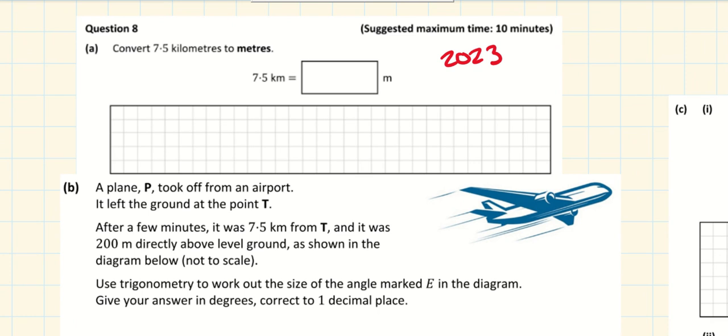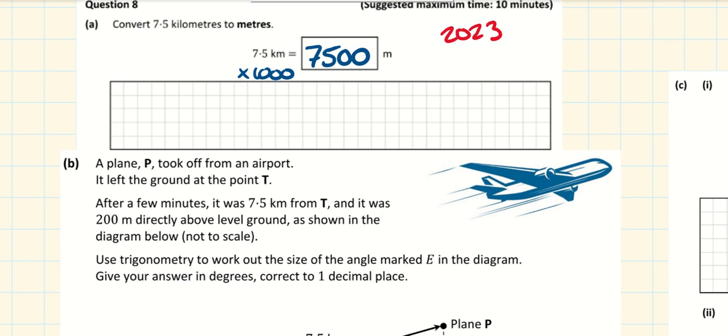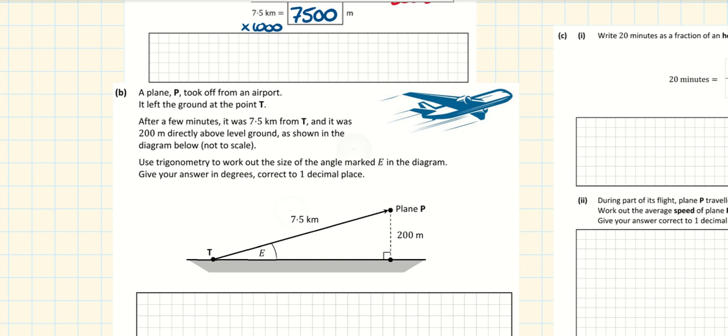So here's a full question. It's got a few different parts, but it's mainly trigonometry. So you can see the first part's very easy. 7.5 kilometers is how many meters? So obviously there's 1,000 meters in a kilometer, so it's 7,500 meters. But that's useful for the second part of the question.